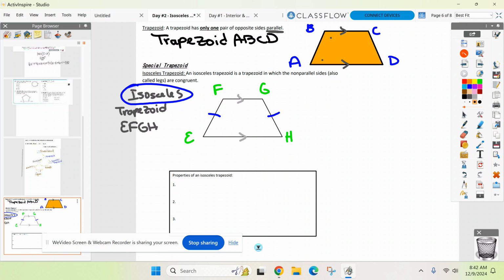Those are the two sides that are congruent. Everybody good? Okay. I don't want to call it the non-parallel sides anymore. They have a name, and those are called the legs. The legs of an isosceles trapezoid are congruent, and that's your first property down below. In an isosceles trapezoid, legs are congruent. Those are the non-parallel sides.